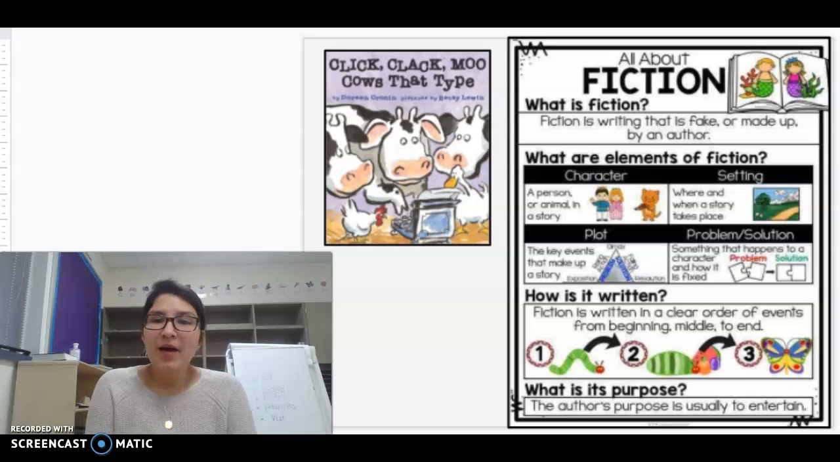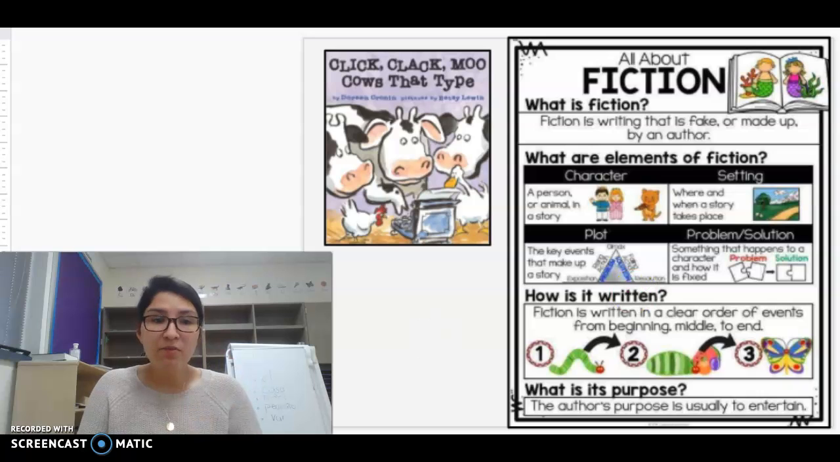Alright, so how many elements of fiction do we have? We have 4. The characters, setting, plot, problem, and solution, or resolution. Remember, solution, resolution mean the same thing. Character, a person or animal in a story. Setting, where and when a story takes place. Plot, the key events that make up a story.